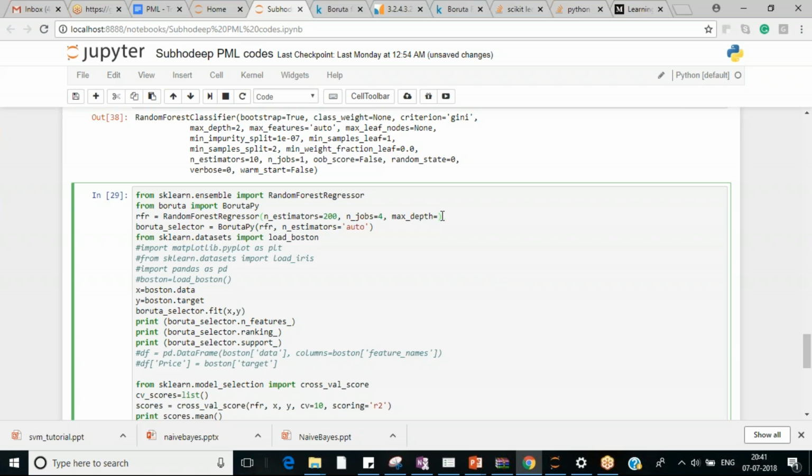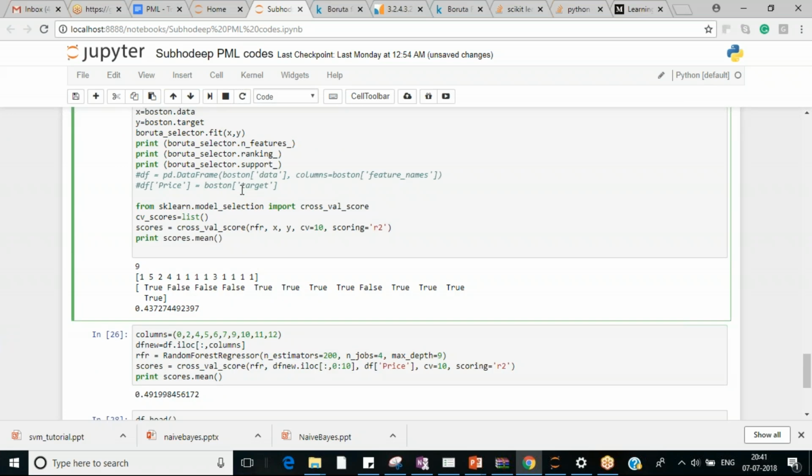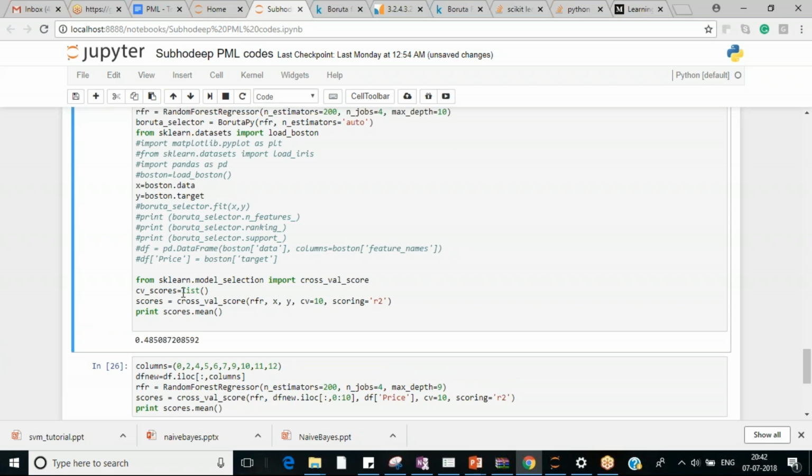Now let's increase this max depth to 10. I'll not run all these things. See, I increased the depth to 10 and it has increased. It means that when I restricted my tree to a depth of 6, it could not go further to predict better. Now remember this 48.5. If I increase this to 20, let's see what happens.